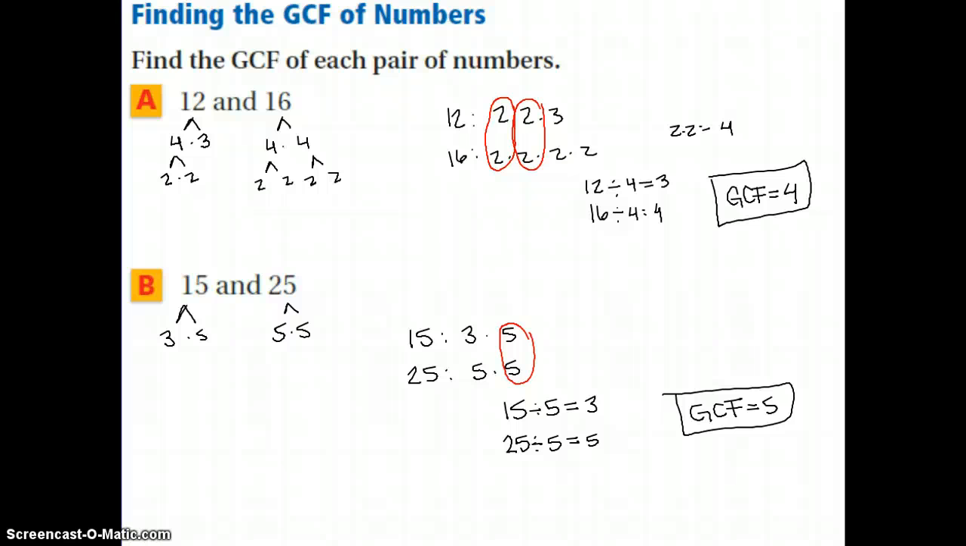For B, when I factored 15, I got 3 times 5. When I factored 25, I got 5 times 5. They both share a 5, so my greatest common factor between the two is only 5.